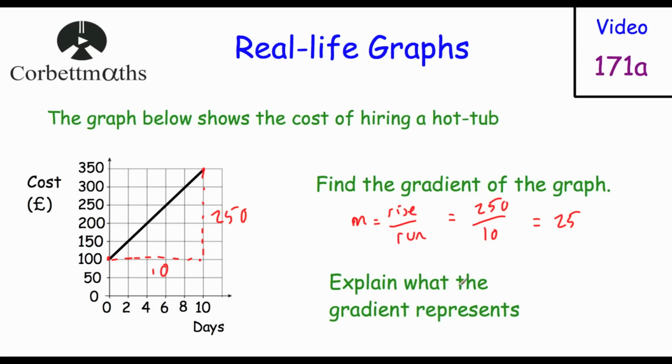And the question says, explain what the gradient represents. So remember the gradient, it means for every one you go across, how much the line goes up by. Now in terms of this context of hiring a hot tub, what that would mean is for every one more day you hire the hot tub, how much the price increases by. So that's what it means. It means the cost per day of hiring the hot tub is £25. So that'd be the cost per day, £25.